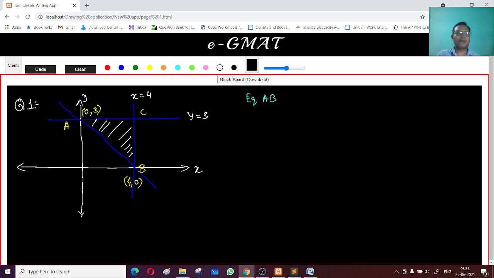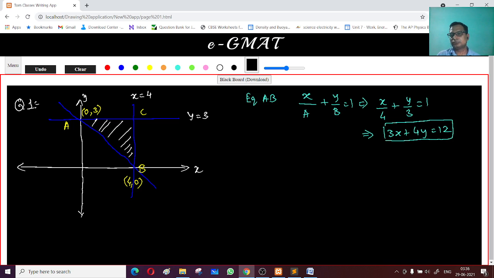if I have to write, then I have got a simple and straightforward technique. And what is that? That is x by A intercept plus y by B intercept, that is equal to 1. So that means x by 4 plus y by 3 is equal to 1, right? So that is nothing but 3x plus 4y equal to 12, right? So this line is represented as 3x plus 4y equal to 12, right? And what is this point? This point is going to be 4 and 3, right?